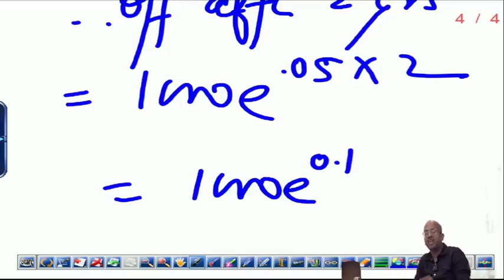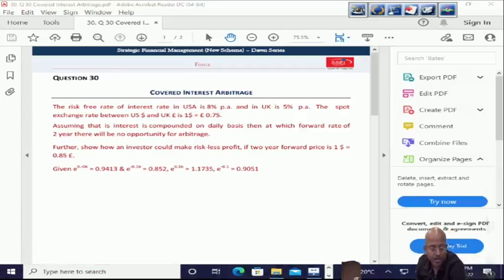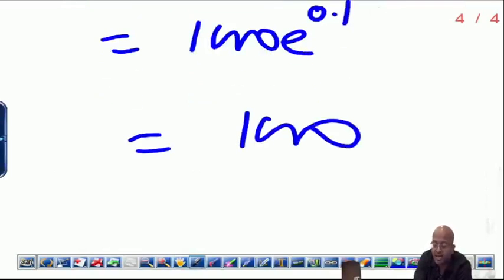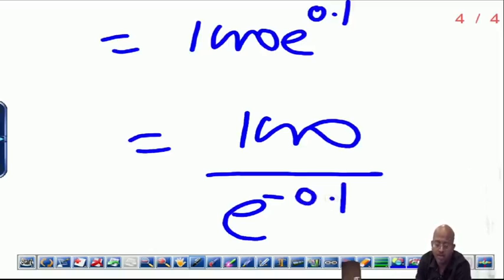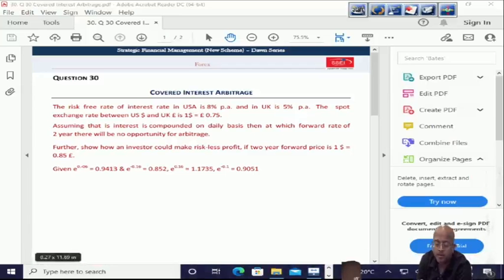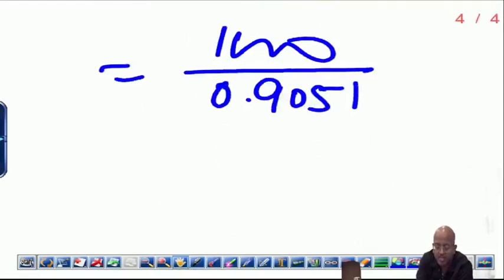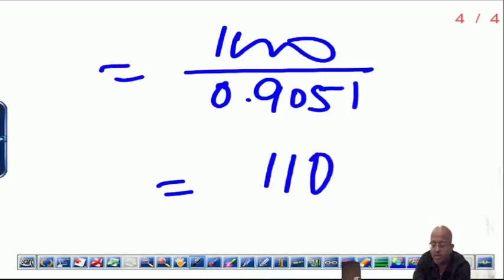Whoever is not paying attention, they will get the answer wrong in the exam. I am guaranteeing you, 1000 into e power 0.1. We have to check whether e power 0.1 is given in the sum. E power 0.1 is not given in the sum, but e power minus 0.1 is given. So you apply the trick, equal to 1000 divided by e power minus 0.1. Okay, that much common sense everybody has. So in that case, 1000 divided by 0.9051. Now this comes to what? Yes, please, it's coming to 1104.85. Is it correct?